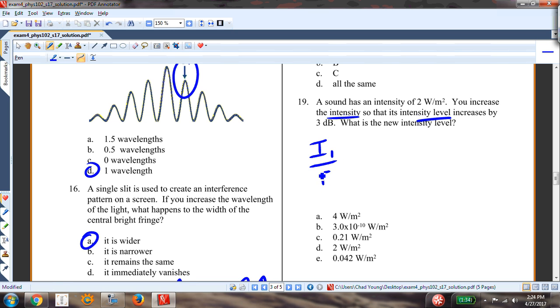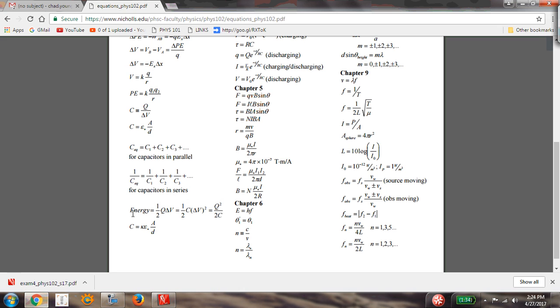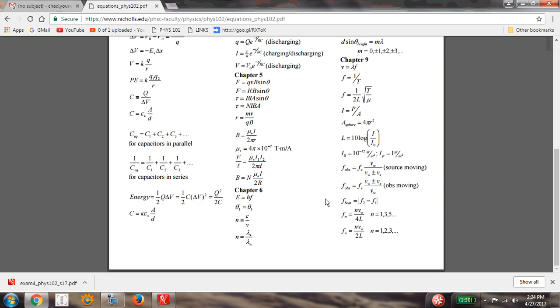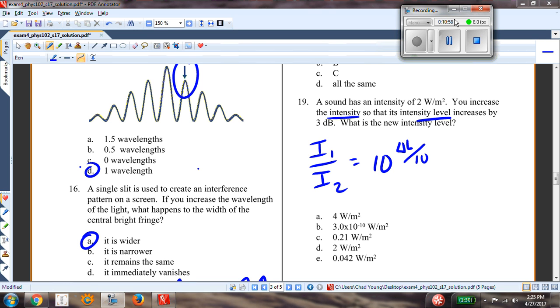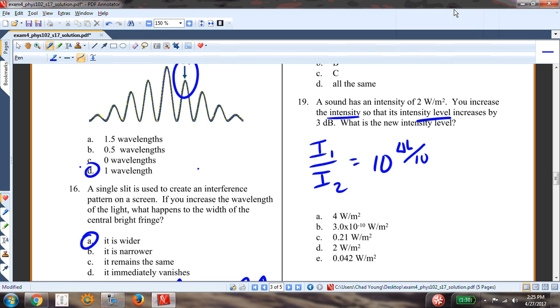So I use this expression, I1 over I2 equals... let's see, I always forget. Let's just take a quick look at our equation sheet. Where is it? Well, it's not there. I'll have to include it, but it's 10 to the delta L over 10. I'm going to check that. Yeah, that's right.